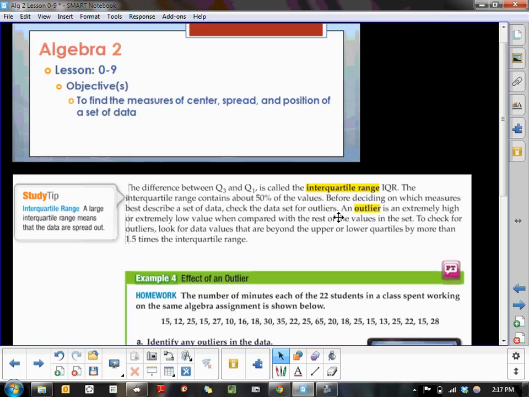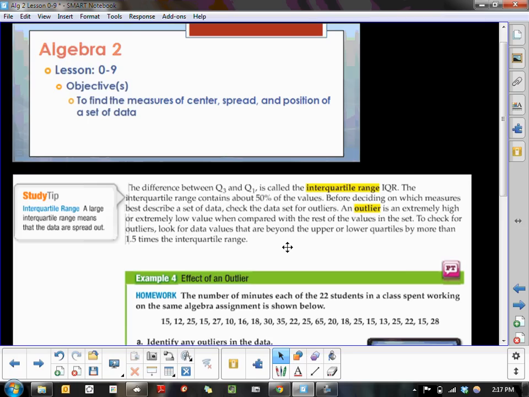Before deciding on which measures best describe a set of data, check the data for outliers. An outlier is an extremely high or extremely low value when compared to the rest of the values in the set. To check for outliers, look for the data values that are beyond the upper and lower quartiles by more than 1.5 times the interquartile range.